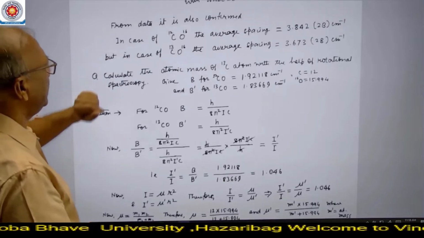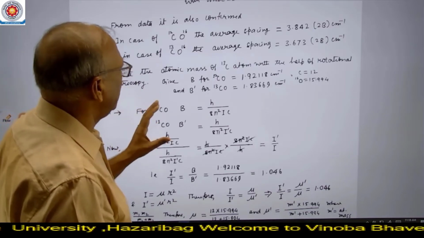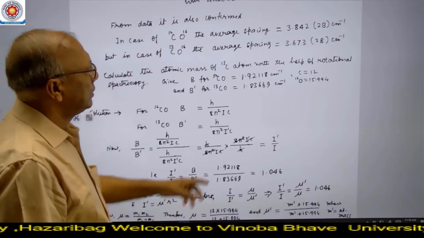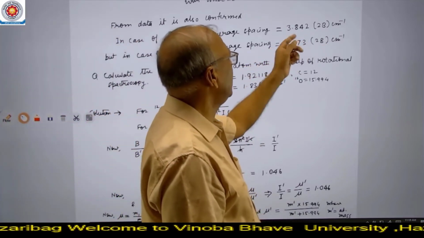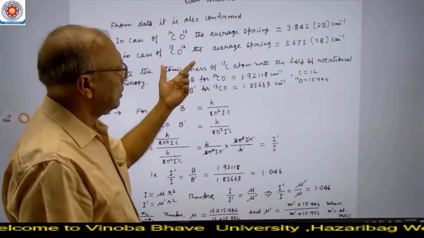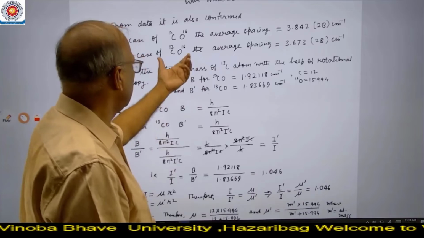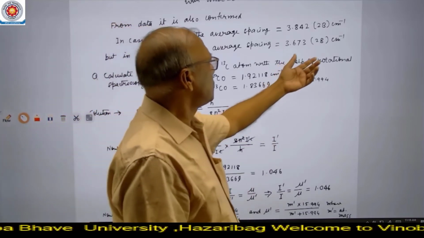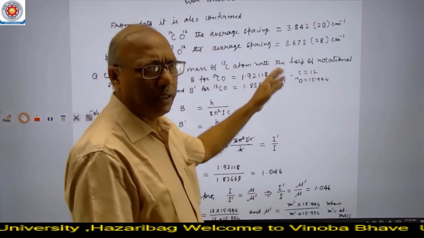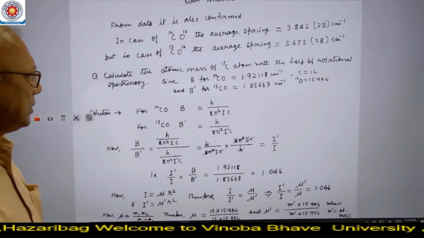Now from data it is also confirmed, which is an established fact, that this has been derived experimentally. In case of carbon monoxide with normal C12 atom, the spacing, that is the 2B value, is calculated to be 3.842 per centimeter. But when the same spacing is calculated for the carbon monoxide molecule with substituted C13 atom, then this 2B value, that is spacing, comes out to be 3.673 per centimeter. Clearly there is a decrease in the value of spacing, and hence there is a decrease in the value of B.